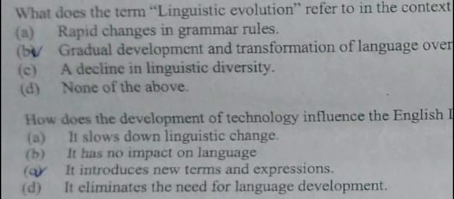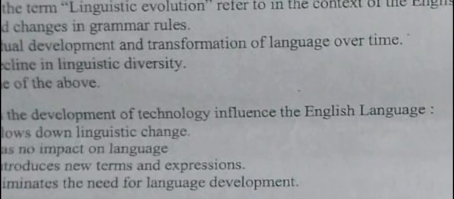Answer A is rapid changes in grammar rules, and that's why the English language has changed or developed. No, grammar rules have not changed rapidly. Rules are rules. Since long back we read Wren and Martin and other grammar books, and the rules are almost the same. In new usage, shall is not used much, will is used, but in some cases we use shall also. So grammar rules do not change frequently. So the statement is wrong. Just negate it. Go for another option, gradual development and transformation of language over time.